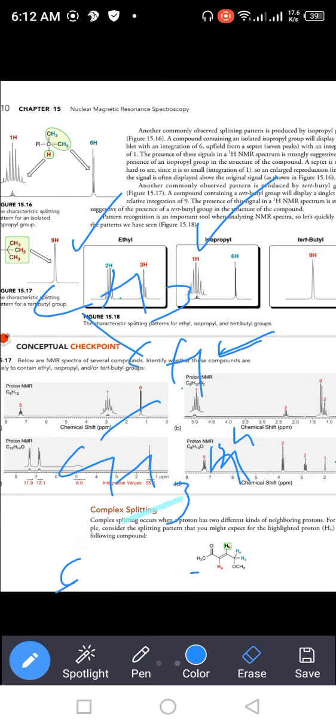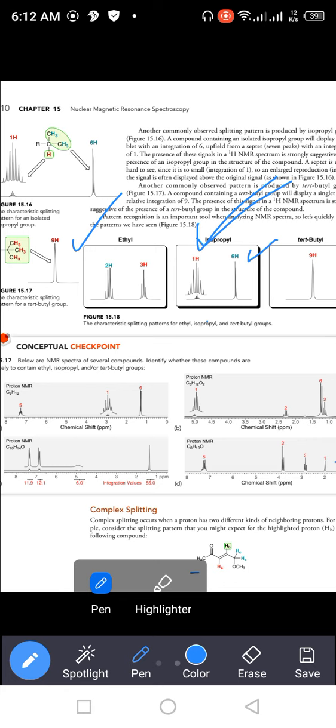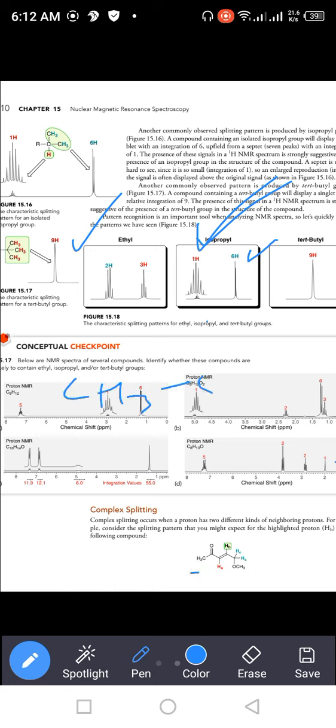So these 7 peaks will be observed here. The integration of one proton having 7 peaks, or sometimes we can say multiplet. Now the 6 proton peak: the 6 protons mean the two methyl groups, CH3 and CH3.